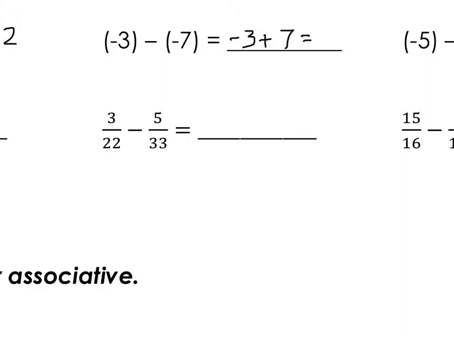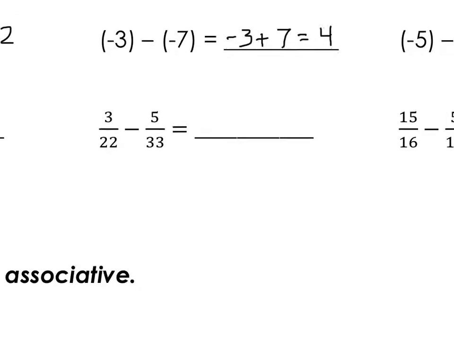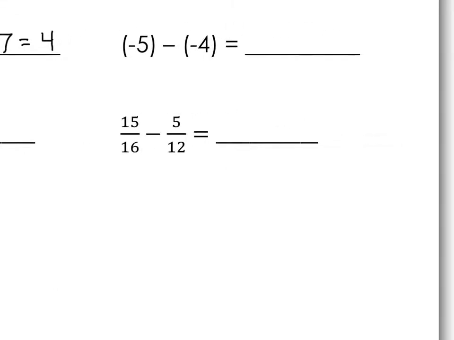Negative 3 plus 7, 4 is our answer. Here's another situation of subtracting a negative. So it's the same thing as negative 5 plus a positive 4. Negative 1.